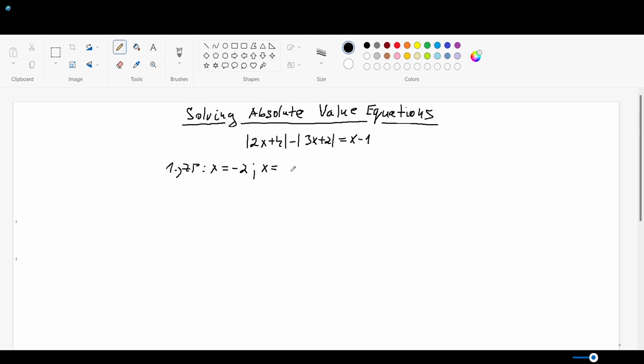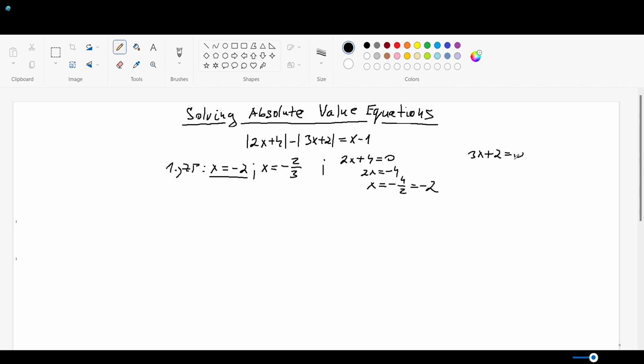And the second zero point is x equal to negative 2 over 3. Let me just check and show you how I did. So 2x plus 4 is equal to 0, 2x is equal to negative 4, x is equal to negative 4 over 2, which is negative 2. This one is the first, so we are correct.